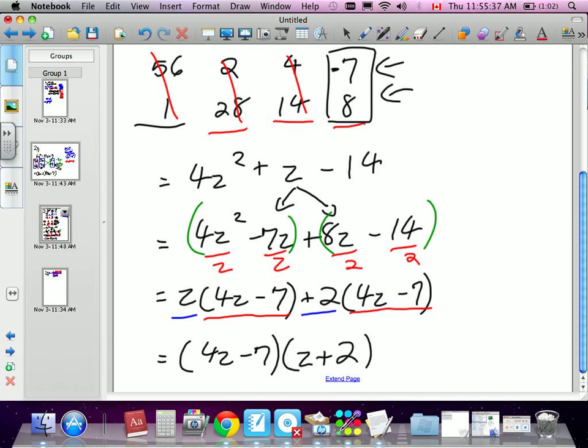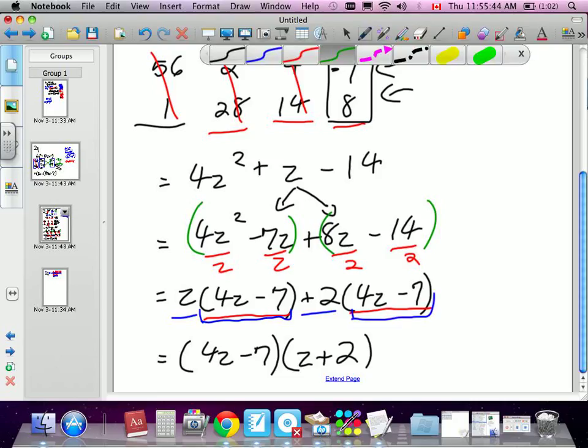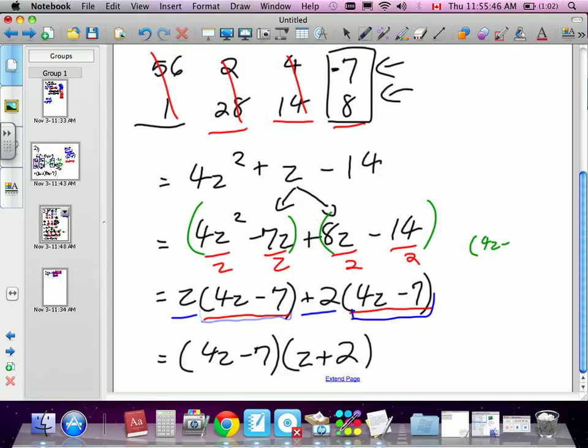So if you're confused on this step here, where we had two sets of 4z minus 7, think of it like this. Let's say I replace that 4z minus 7. I'm going to replace that with x, okay? I'm going to replace both of them just for argument's sake. And that means we're going to have z times x plus 2 times x.